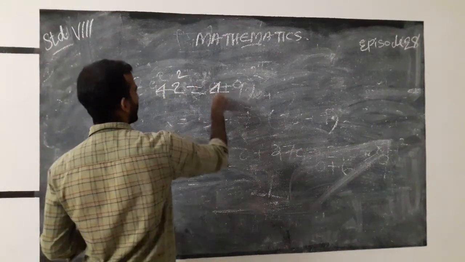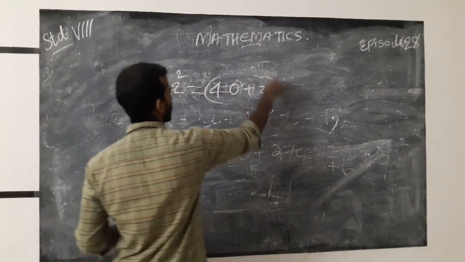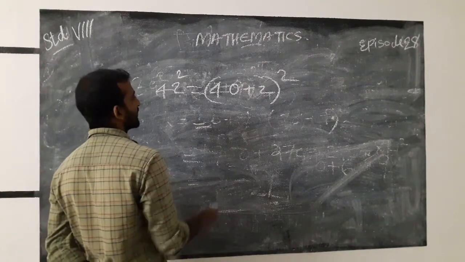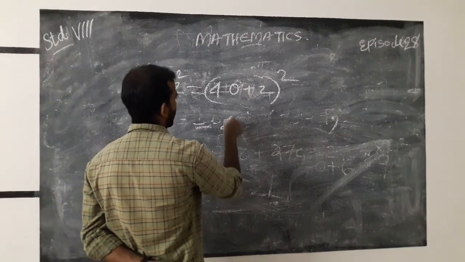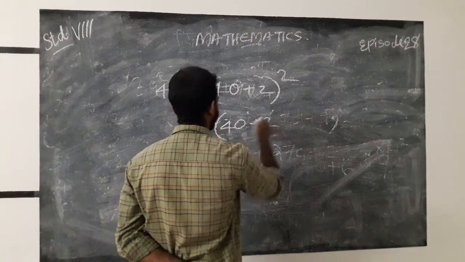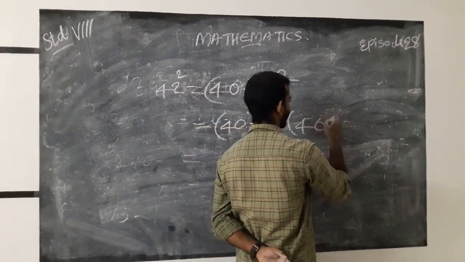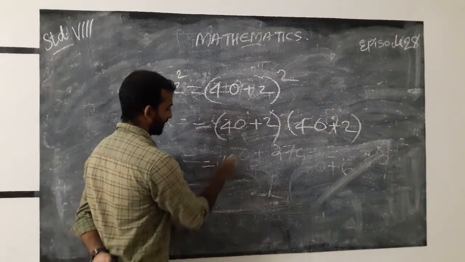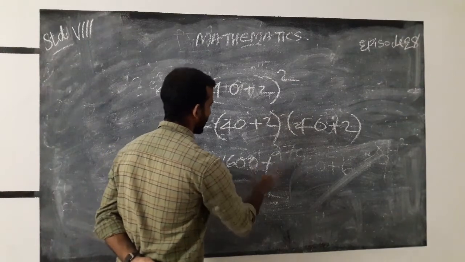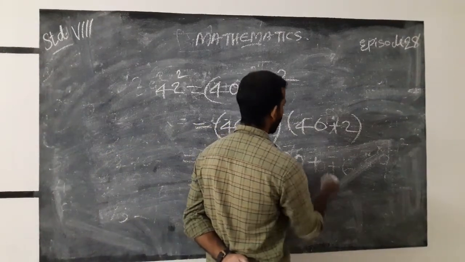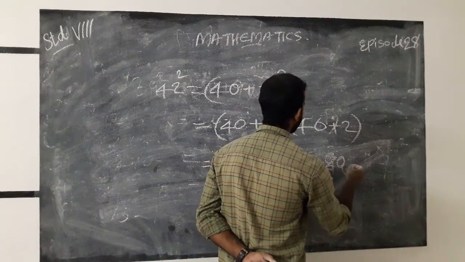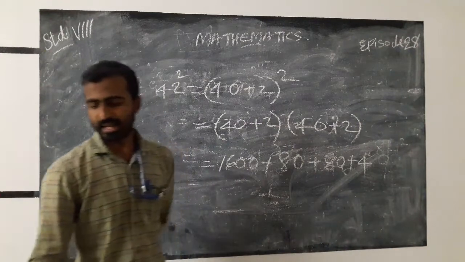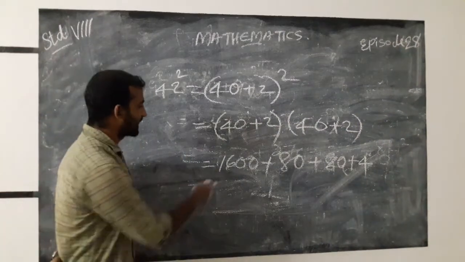Square. That is 40 plus 2 the whole square. We get 40 plus 2 into 40 plus 2. That is 40 into 40, we get 1600 plus 80, plus here also we get 80 plus 4. Is it? Yes.